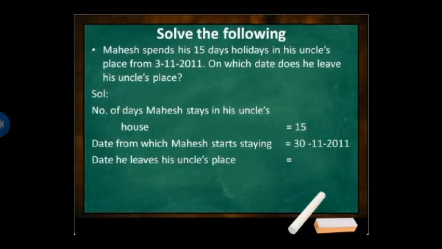Now we'll move on to the next sum. Mahesh spends his 15 days holiday in his uncle's place, starting from 30th November 2011. On which day does he leave his uncle's place? So the number of days he stays in his uncle's house is 15 days. And the day he starts living in his uncle's house is 30/11/2011. Now we have to find out the date on which he leaves his uncle's place. So you have to add 15 days for that.